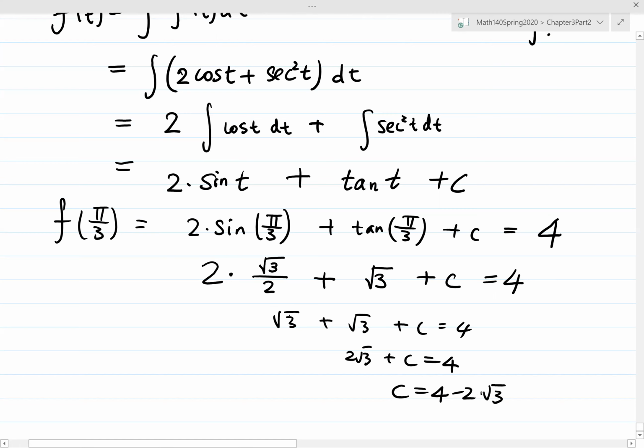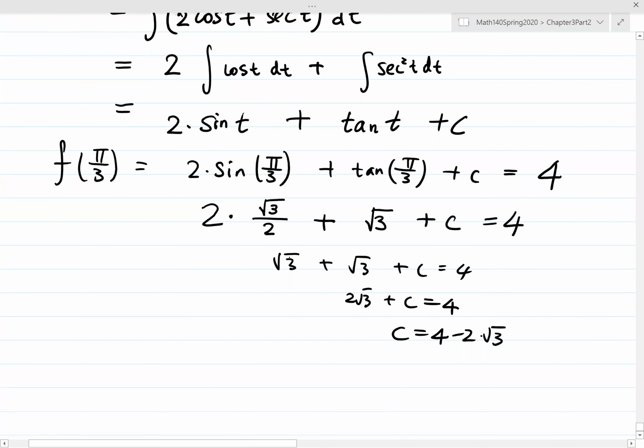So then we can write down the function as f of t is 2 sine t plus tangent t, plus the constant c. The c we already know is 4 minus 2 root 3. Okay, then we are done.